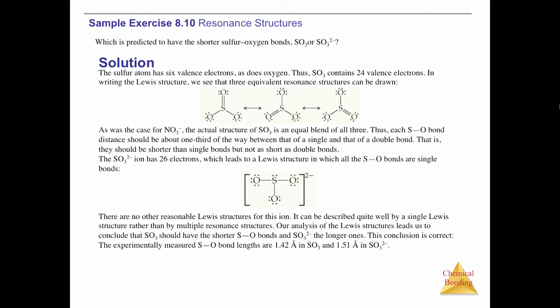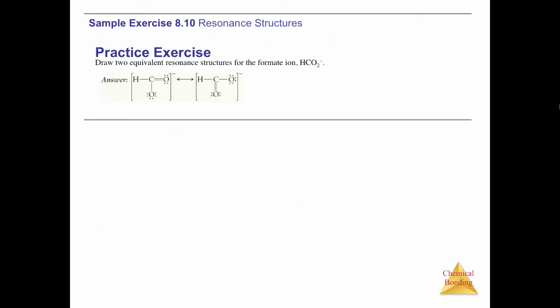It can be described quite well by a single Lewis structure rather than by multiple resonance structures. Our analysis of the Lewis structures leads us to conclude that SO3 should have the shorter sulfur-oxygen bonds and SO3-2 the longer ones. This conclusion is correct. The experimentally measured sulfur-oxygen bond lengths are 1.42 angstroms in SO3 and 1.51 angstroms in SO3-2. For practice, please draw 2 equivalent resonance structures for the formate ion.